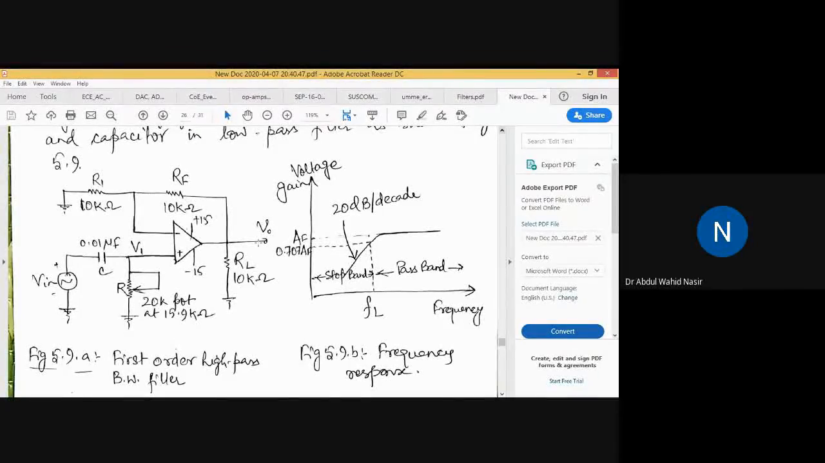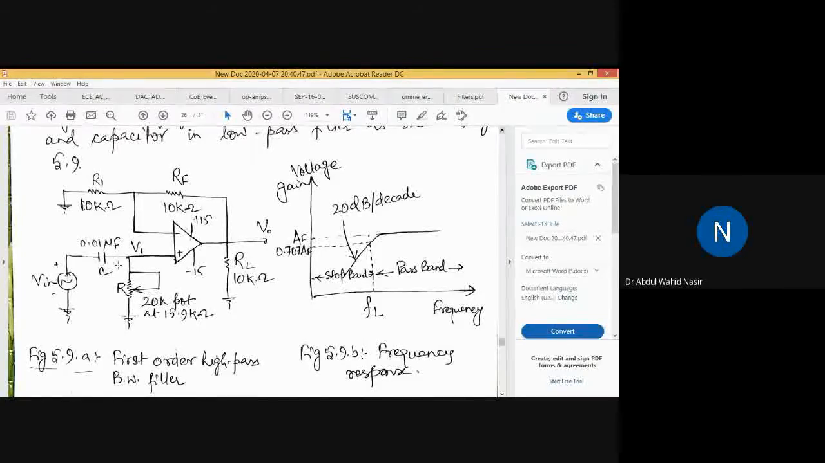V naught is equal to the gain of the amplifier times V1. What is the gain of this amplifier? It is 1 plus RF by R1. So we can write V naught is equal to 1 plus RF by R1 into V1. Now for V1 we need to calculate the voltage at V1. Again, by using a simple voltage divider rule, we can calculate the voltage at V1.